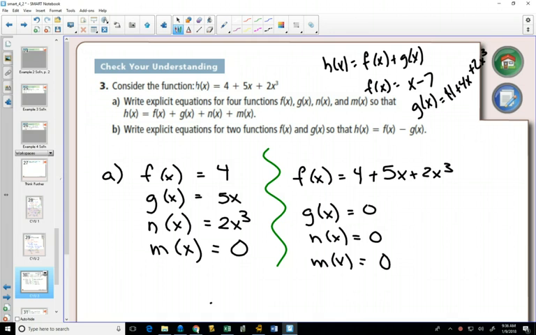Again, you could make up whatever you wanted for f of x minus g of x. You could also cheat and make f of x this and g of x 0. So not too bad for this one. We'll quickly do example 4. You can do question 7 on this one.